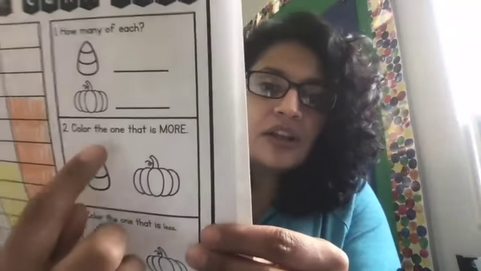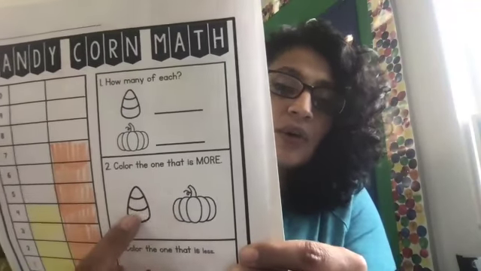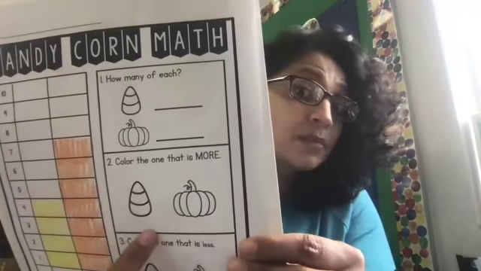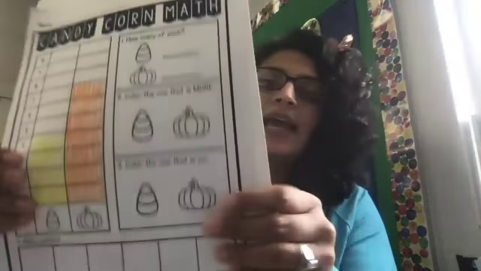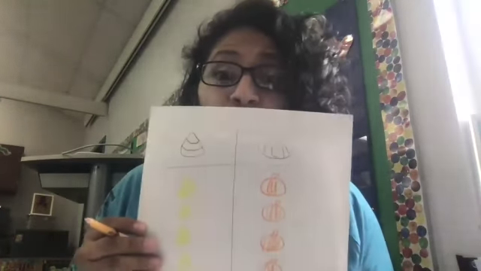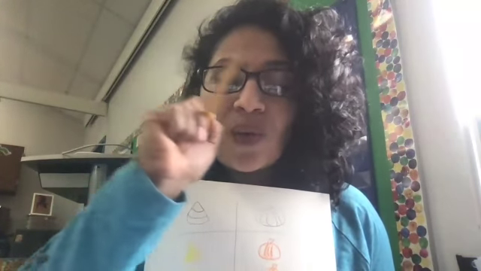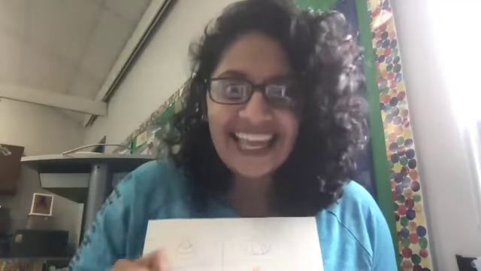Okay? The next question is color the one that is more. Now, friends, if you have the graph, you're going to color whatever color you want. You're going to color the one that has more. Okay? And if you have the graph right here, you're going to color the one that is less. If you don't have the graph, that's okay. You are going to circle the one that has more. And you are going to cross off the one that has less.